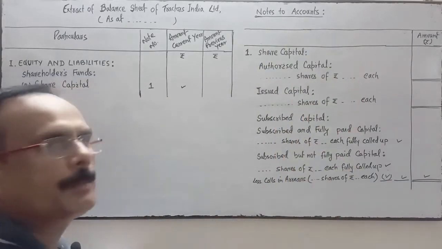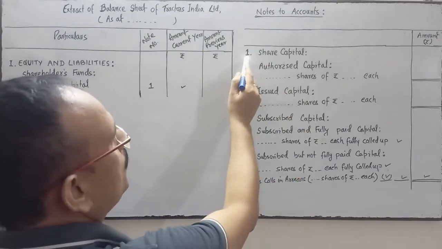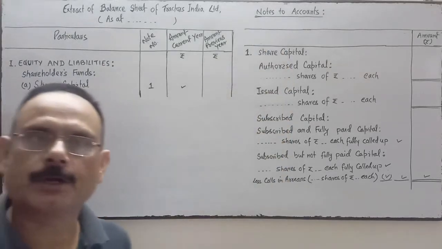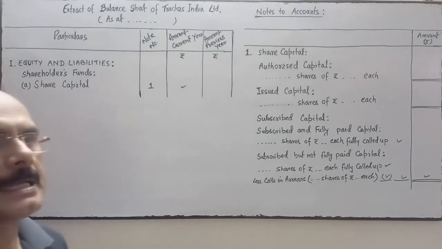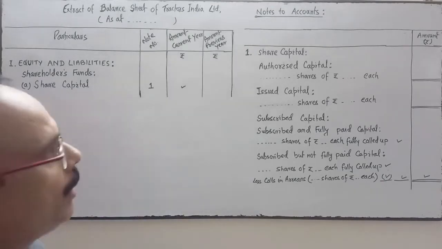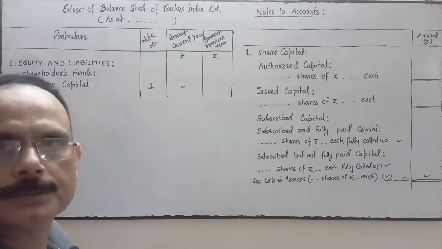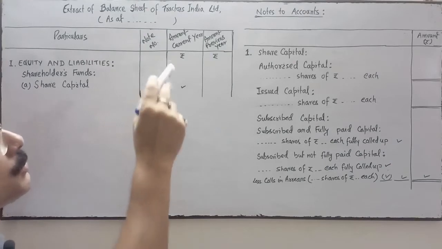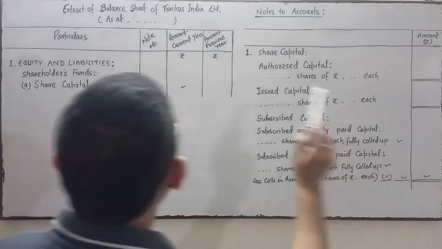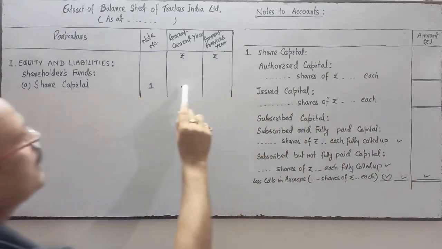We will prepare a separate note for the share capital in the notes to account. Suppose in notes to account number 1, we reflect all the details of the share capital regarding the authorized capital, issued capital, subscribed capital, called up capital, paid up capital. Everything we will show in the notes to account. And the final sum, this amount, we will write over here.